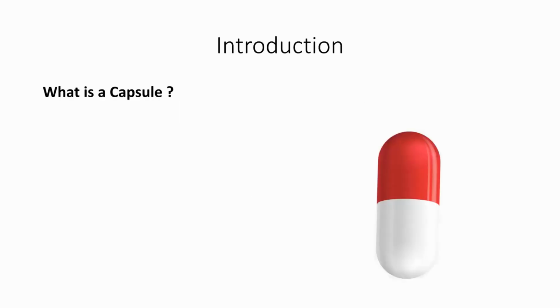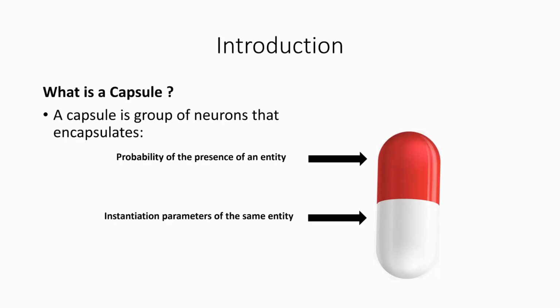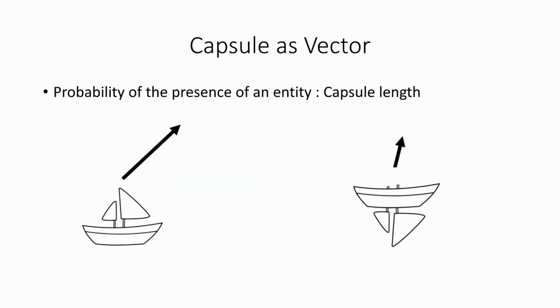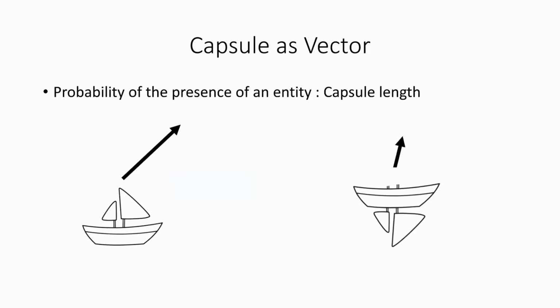Let's start with the definition of a capsule. By definition, a capsule is a group of neurons that encapsulate the probability of presence of an entity and also the instantiation parameters of the same entity. While a capsule can be represented in different ways, like using a matrix, here we are interested in the special case where we represent a capsule using a vector. Then we follow the principle of separating the probability of presence of an entity from its instantiation parameters. And we use the capsule length to show our confidence level in detecting the presence of an entity.